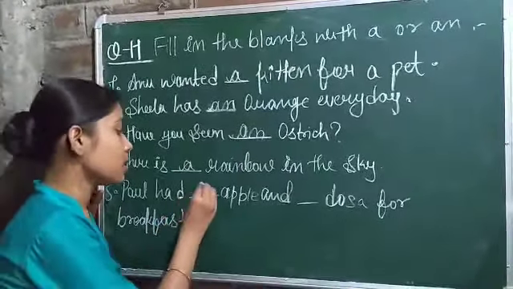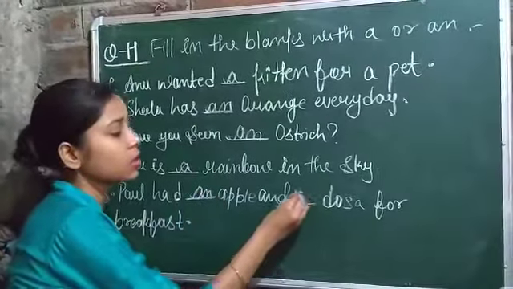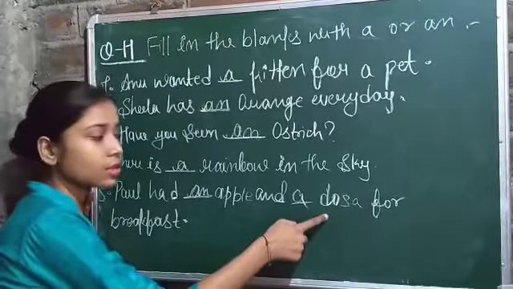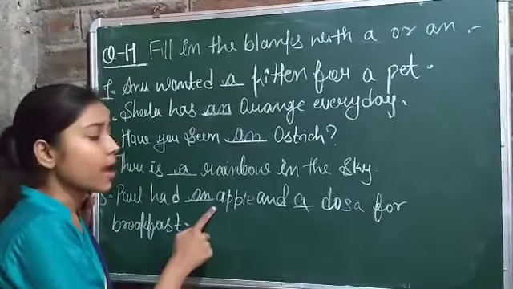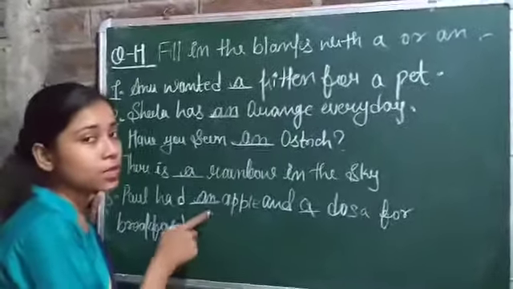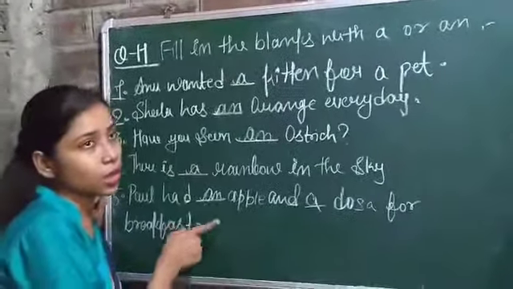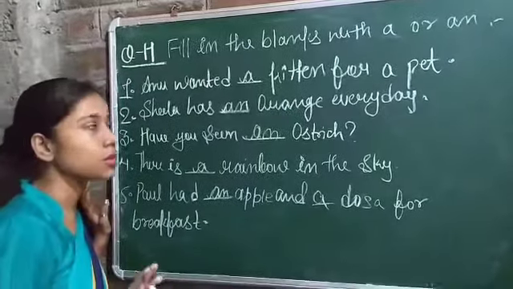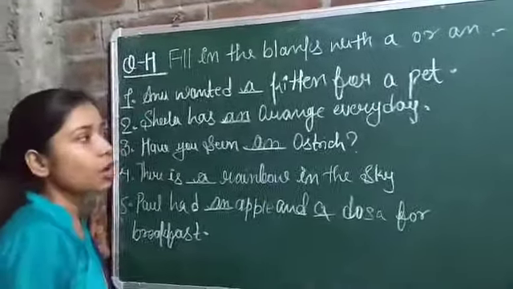Paul had an apple and a dosa. D is a consonant, that's why I used A. And apple's A is a vowel, that's why I have used AN here. Okay, now I will tell you the meaning. I have already told you the meaning of the first sentence. Now the second. Sheila has an orange every day.